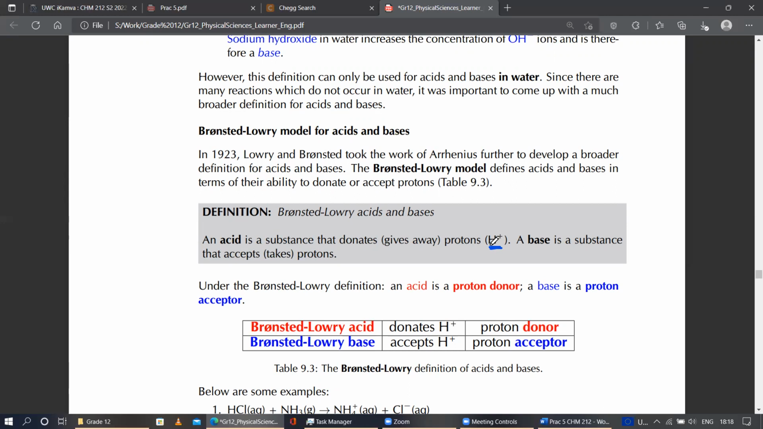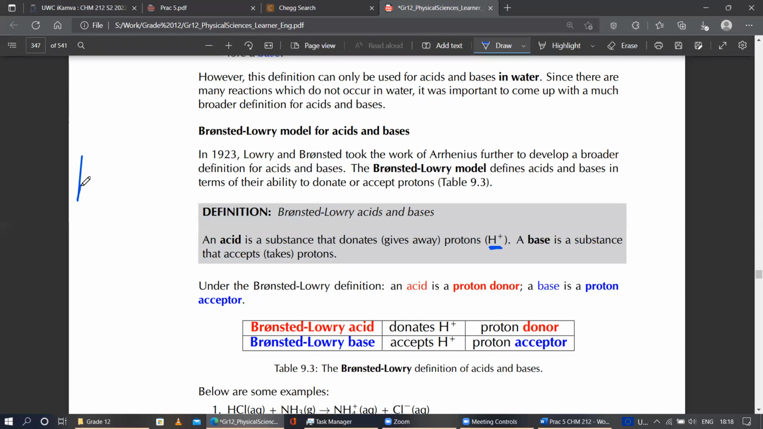But to be honest, if you look at it, that's basically what Arrhenius discovered. But with Arrhenius, he used water, because if you look at it, let's say HCl plus water, that's gonna give you H3O plus and Cl minus.